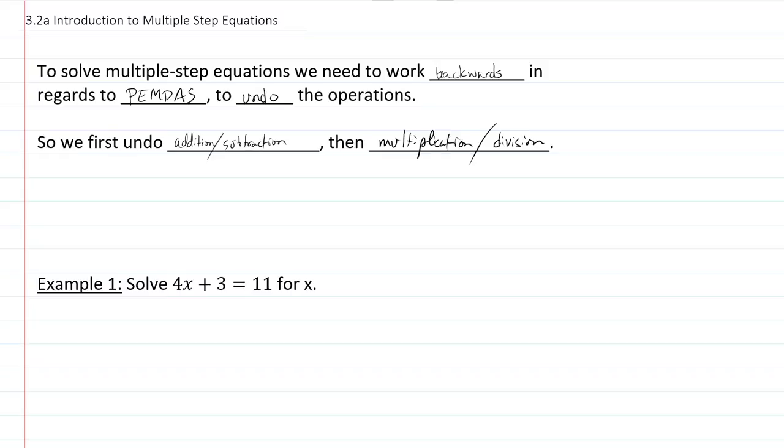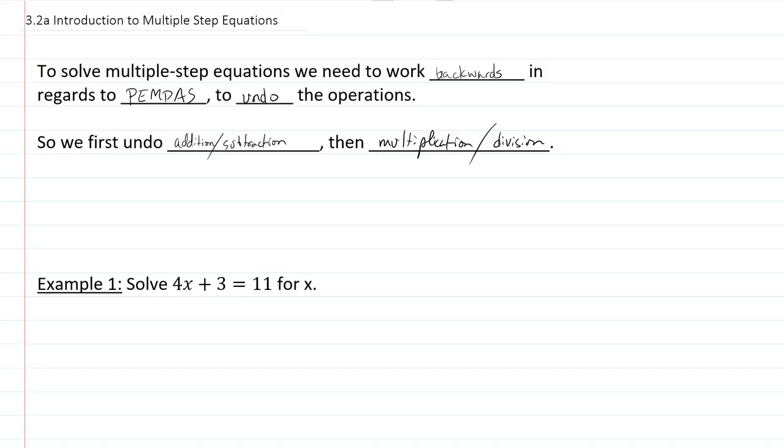So let's go through a couple examples of working backwards to undo these equations. So we're solving for x in example 1. Solve 4x plus 3 equals 11. What I mean by working backwards is we need to go in the opposite order of what PEMDAS usually tells us. In PEMDAS, multiplication and division should always come before addition and subtraction. Well, if you think about it, when we're solving equations, we're actually working backwards in some respects. So we have to work backwards up PEMDAS to get x by itself.